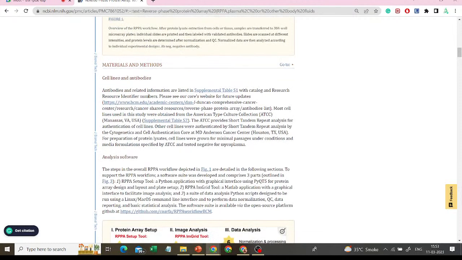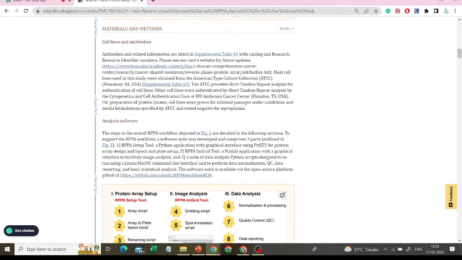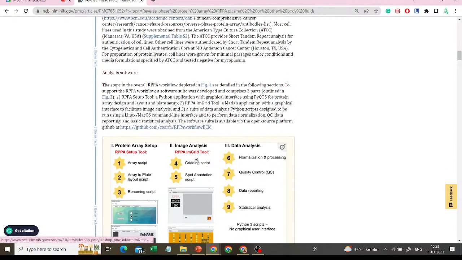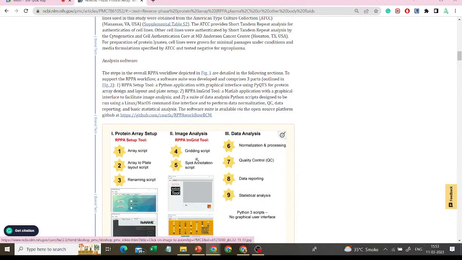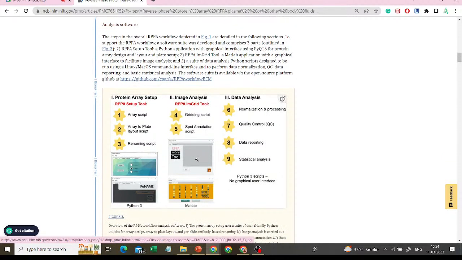So antibodies, and analysis. They have mentioned the manufacturers and all details of what they have used in their study. The steps in the overall RPPA workflow depicted are detailed in the following sections, to support which a software suite was developed, and it comprises three parts, since it's a set of tools for data analysis.